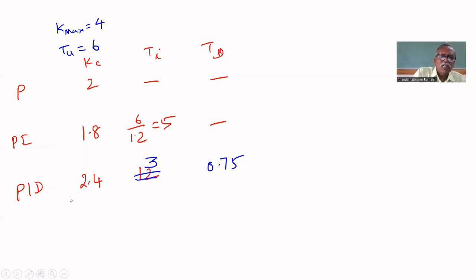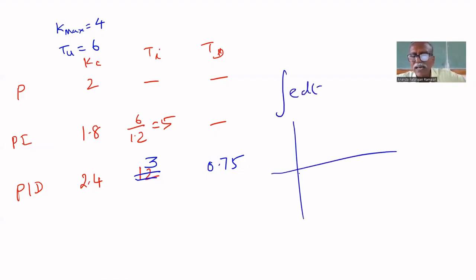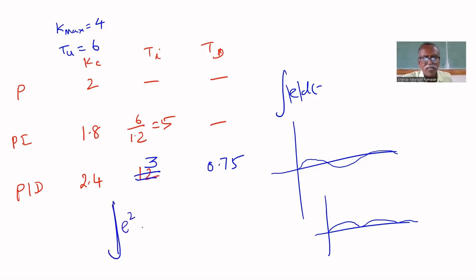So now let us do the simulation for all these parameters: 2, 1.85, 2.43 and 0.75. Before that, what is the integral of error? Integral of E dt means you are finding the absolute error. So the error like this means you are making the graph like this and finding the integral. That is the absolute error. Integral of square error, integral of E square dt, means you are squaring this value.